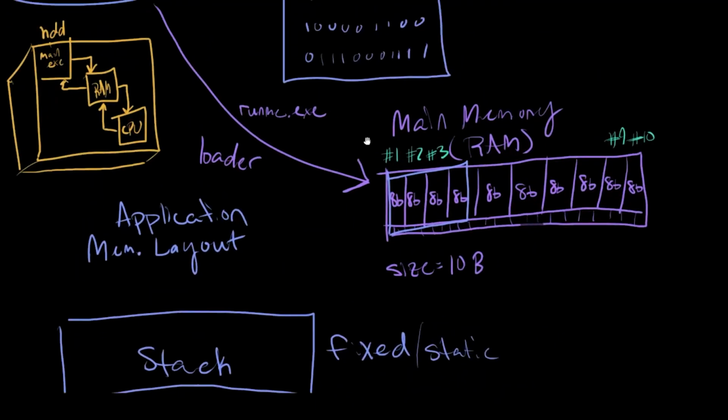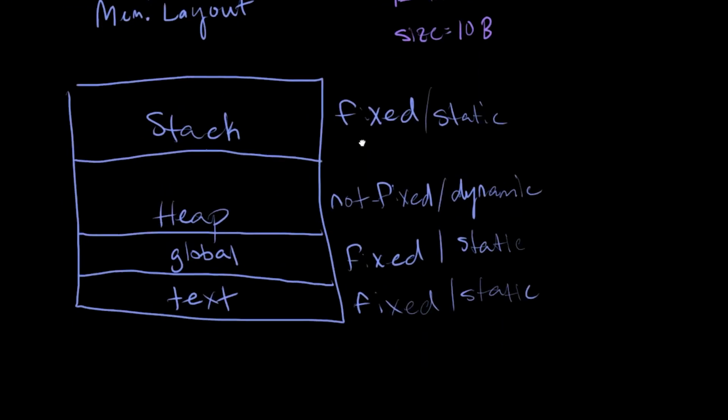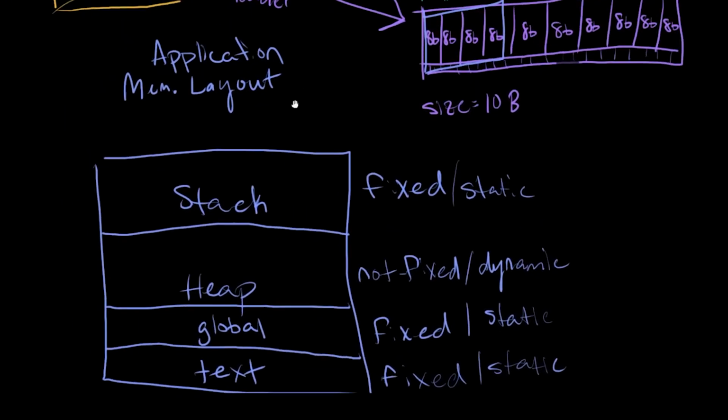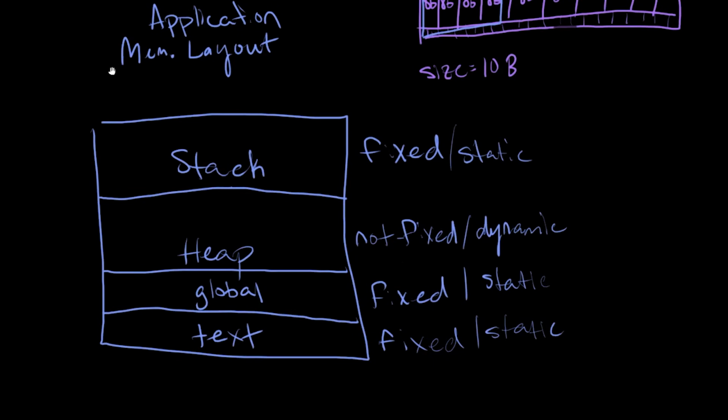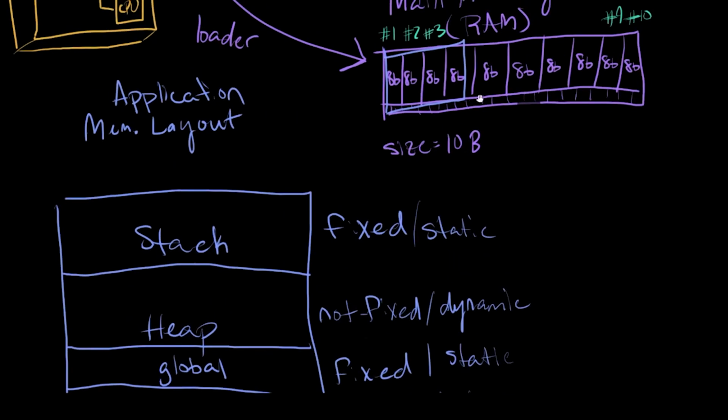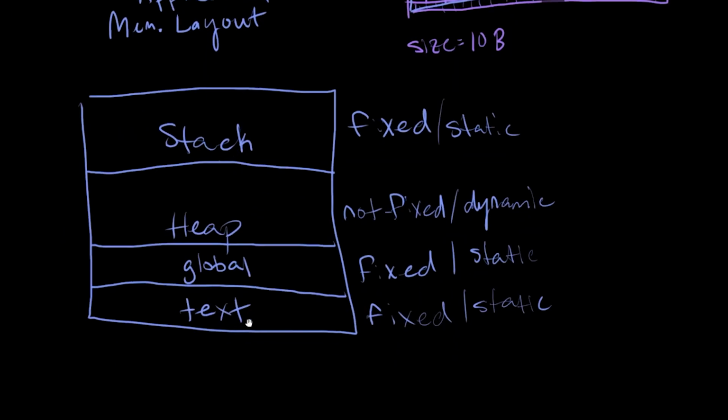Anyways, once our program is loaded onto our main memory, we're going to have to split it up in a way that is logical so we can actually use our instructions and store data. So this is what's known as the application memory layout. In the application memory layout, this is for each program that's in our RAM here. Every program has the same layout. We're going to have 4 sections. We have the text section, the global section, heap section, and stack section.